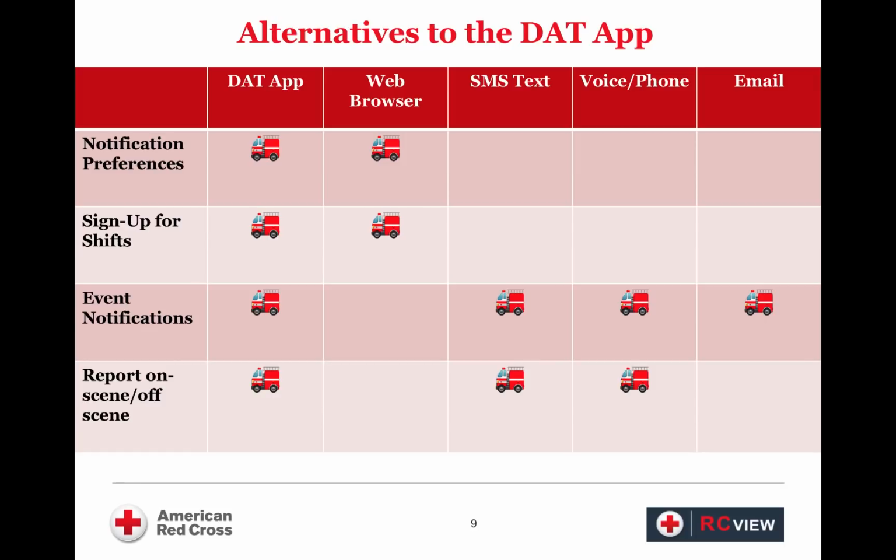For example, you could use the web browser version to set your notification preferences and sign up for shifts. Responders could receive a text for event notifications and reporting on and off scene. They could use phone or voice notifications to receive event notifications and report on and off scene. They can also receive event notifications through email.